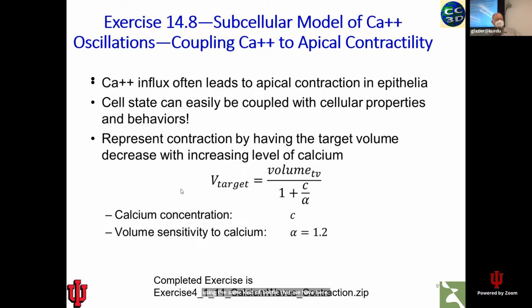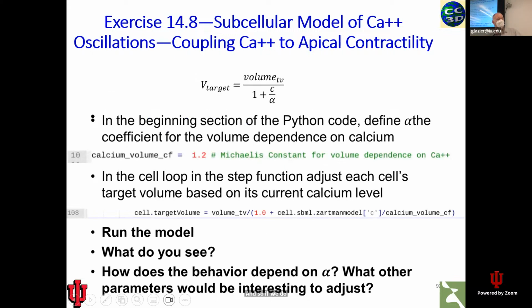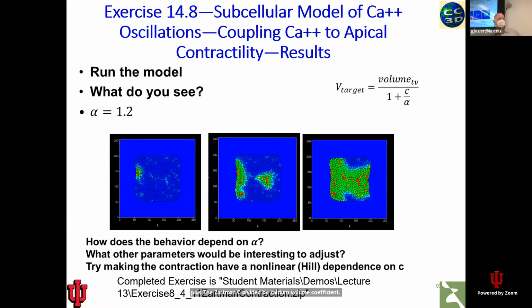And so if we do this apical contractility model, you basically just add one line. Cell.target volume is whatever the normal cell target volume is divided by 1 plus the Zartmann C divided by calcium volume coefficient. In this case, I set that to 1.2. And you'll see the waves propagate and you'll see the tissue contract. And so that's a fun simulation to play with.